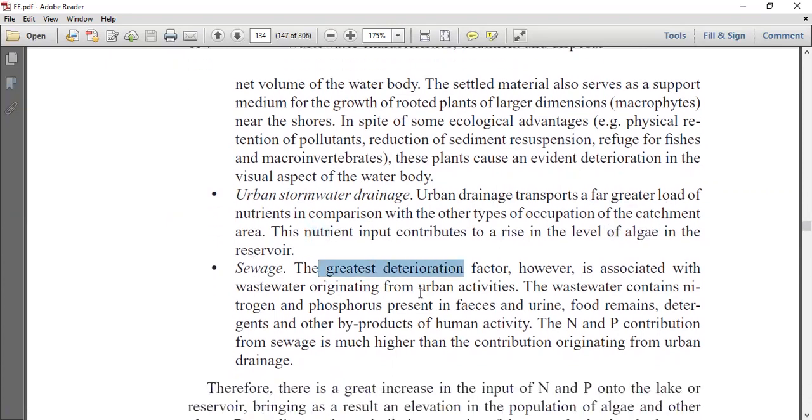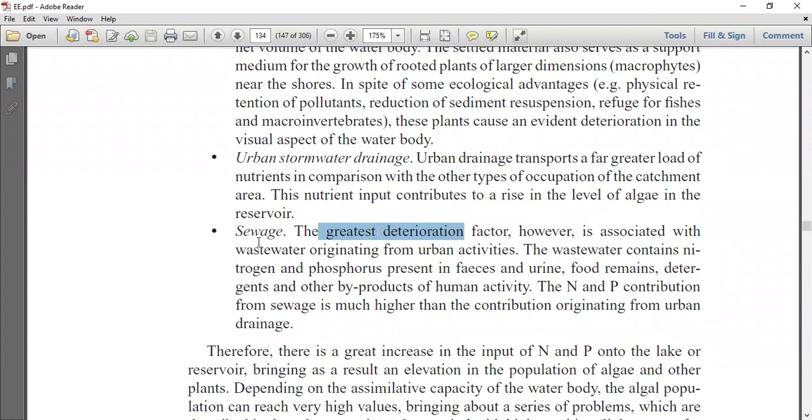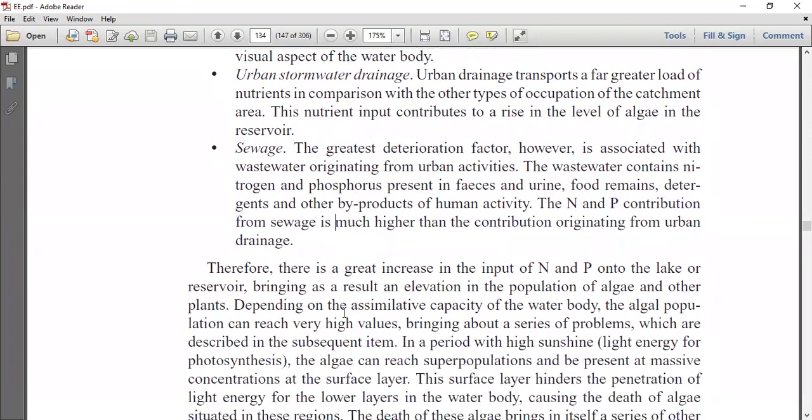Sewage. The greatest deterioration factor, however, is associated with the wastewater originating from urban activity. The wastewater contains nitrogen and phosphorus present in the feces and urine, food remains, detergents, and other byproducts of human activity. The N and P contribution from the sewage is much higher than the contribution originating from the urban drainage.